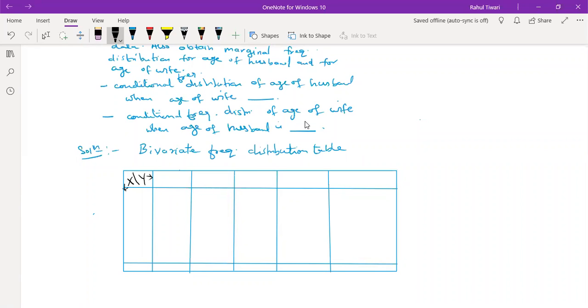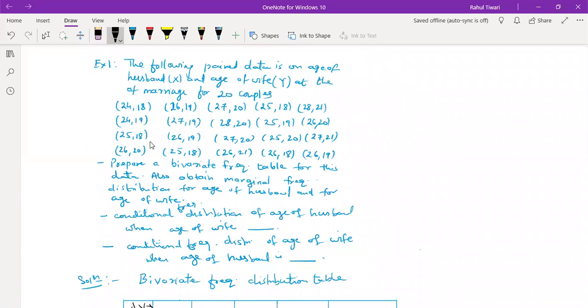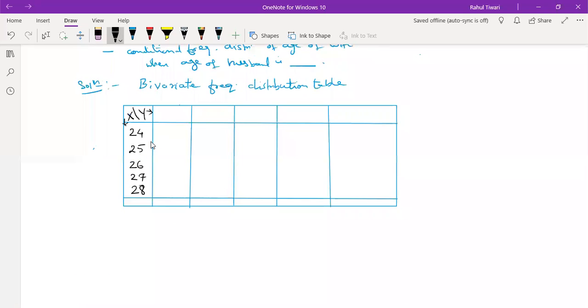So we have x as 24, 25, 26, 27, 28. Similarly, one can define for y also, the age of wife. I think starting from 18, so we have 18, 19, 20, 21, and finally we have a total. Similarly, we have the total here.